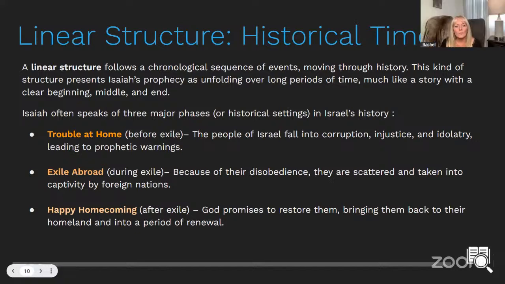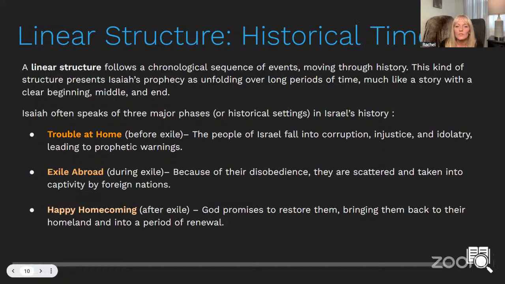Okay, so one of the things we're going to look at tonight, just briefly, is how Isaiah's writings are formatted, or a template for them, how they work, and how maybe apocalyptic writing works. One of the structures is called a linear structure, and there are different ones throughout, but this one relates to a historical timeline a little bit.